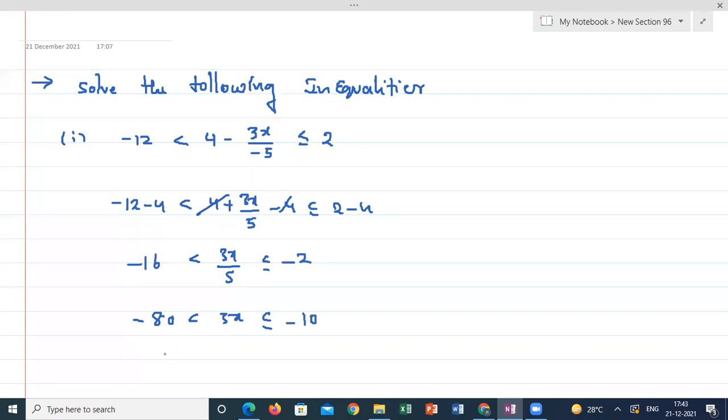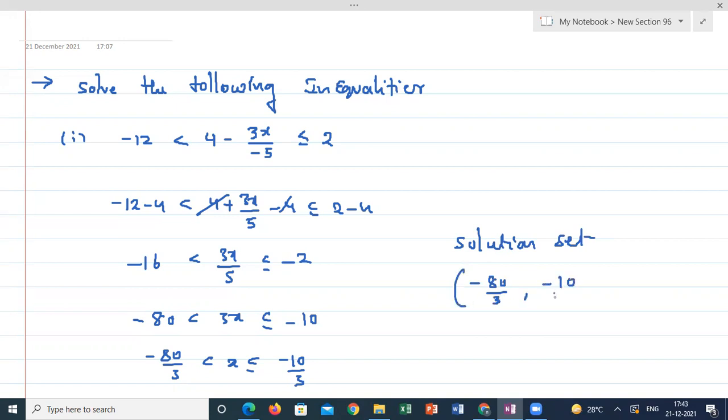And I'm dividing with 3. So minus 80 by 3 less than x less than or equal to minus 10 by 3. So from here, what is the solution set? Somebody said the solution set. What is the solution set? Minus 80 by 3, comma, minus 10 by 3. I thought the denominator is 23, I heard, but actually minus 80 by 3, minus 10 by 3, where minus 10 by 3 is a closed interval. Open interval minus 80 by 3, closed interval minus 10 by 3.